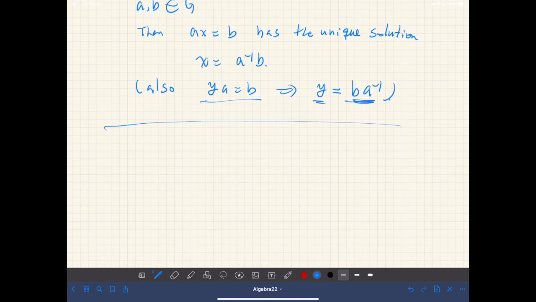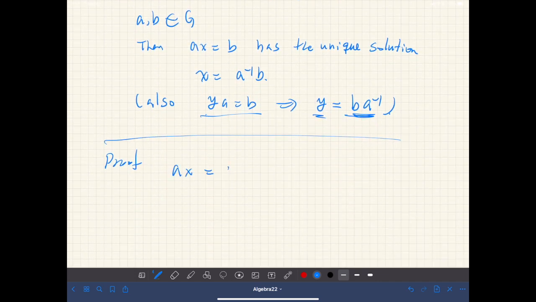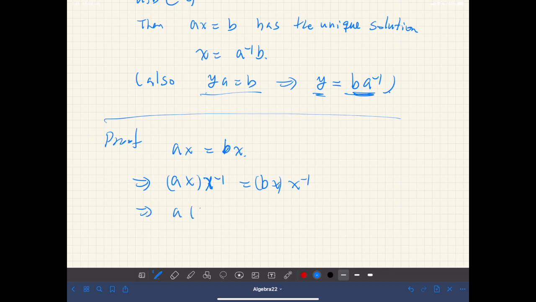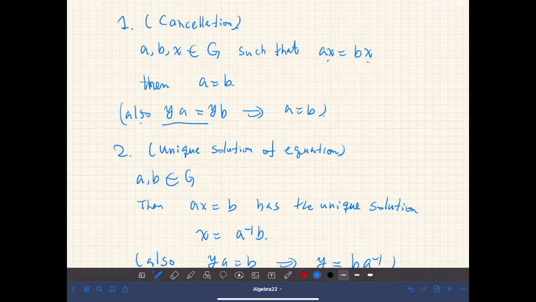Okay, the proof is very simple. If we have ax equal to bx, then multiply x inverse from the right. Then by associativity we have this. But x times x inverse is the identity. Multiplying by identity doesn't change the element, so we have a equal to b. And we can similarly prove this one too.